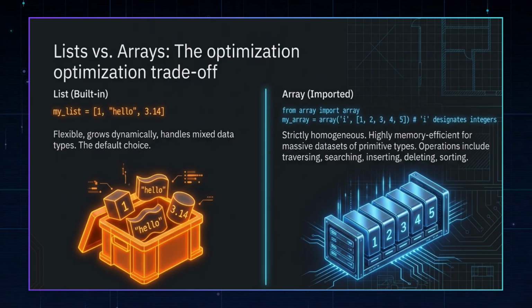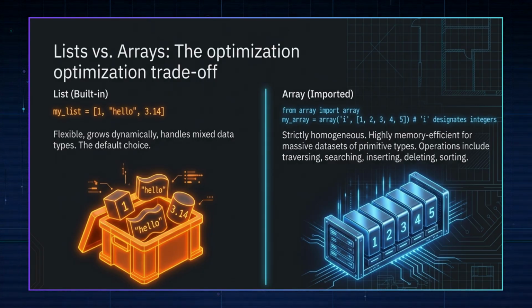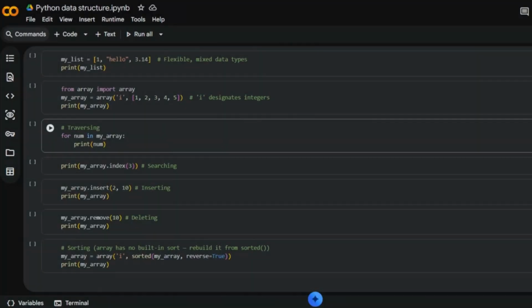One more trade-off before we wrap. Lists are your default, they're great. But storing millions of identical numeric values? Python's array module gives you a strictly homogeneous, memory-efficient alternative. Let's compare our default tool against a specialist.